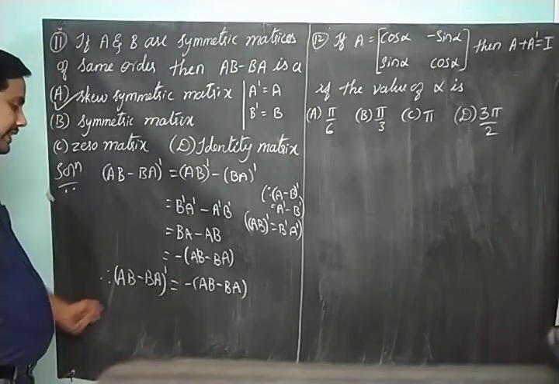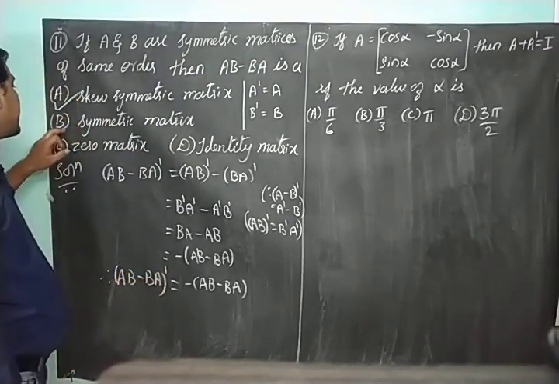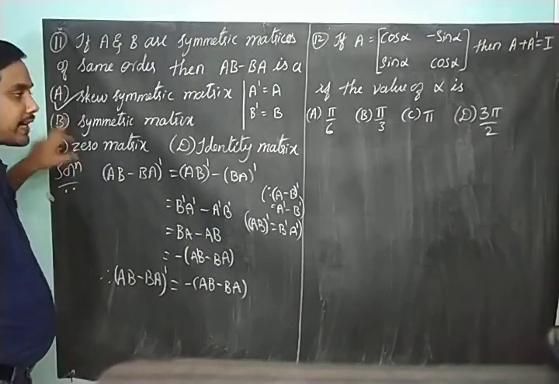Skew symmetric matrix. If this negative sign is not there, then that would be the case of a symmetric matrix.